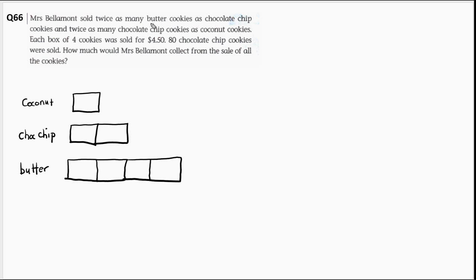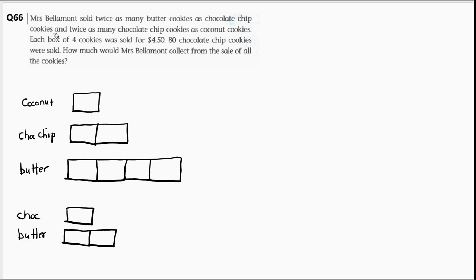So I could have just said, okay, there's twice as many butter cookies as chocolate chip. So I could have started with, let's say, the choc chip and the butter. Okay, and then what would I have done? There's twice as many butter cookies as chocolate chip cookies. So there's the chocolate chip cookies, and I'm doing twice as many butter cookies. All right, so far so good.